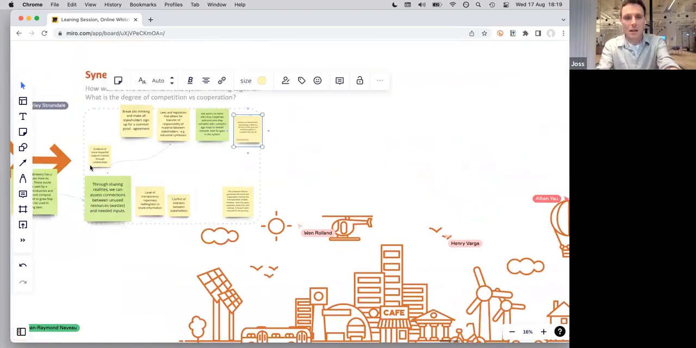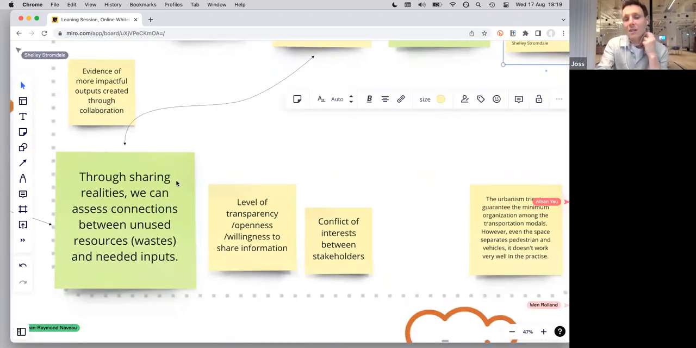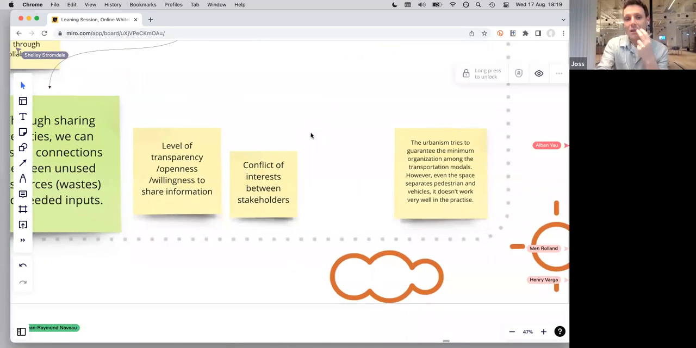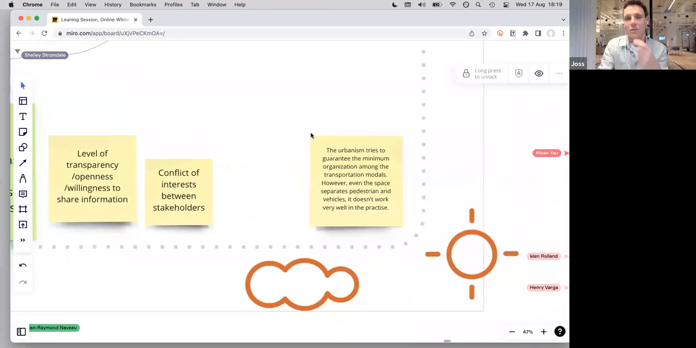Okay. Level of transparency, openness, willingness. Yes, data sharing. Visibility across the system to be able to form those collaborations. Conflict of interest between stakeholders. Yeah, is there proper differentiation would be part of the question. You know, is everyone trying to do the same thing here, or are people properly separating out to do different functions? Because that's the interesting thing. You only get synergies when you get differentiation. If everyone's doing the same thing, you're going to get competition.